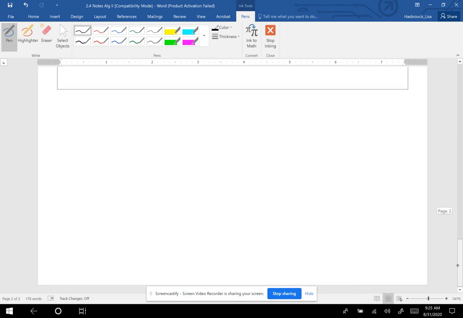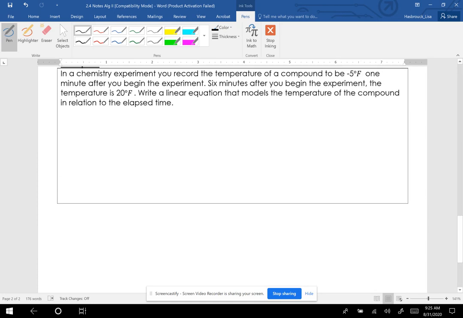Okay, so it looks like our last problem of the day is this word problem. In a chemistry experiment, you record the temperature of a compound to be negative 5 degrees Fahrenheit 1 minute after you begin the experiment. 6 minutes after you begin the experiment, the temperature is 20 degrees Fahrenheit. Write a linear equation that models the temperature of the compound in relation to the elapsed time. So if I look at this, the first set of information is at negative 5 degrees after 1 minute. The second one is 20 degrees after 6 minutes. So that's like they gave us 2 points there that we could use to write an equation.